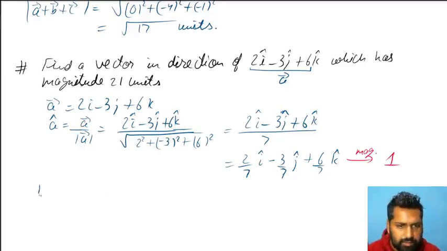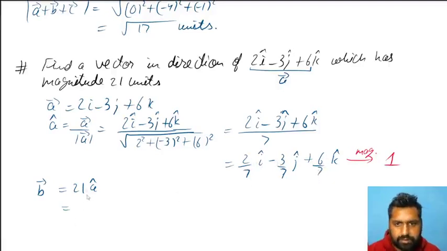So if we want to generate a B vector which has a magnitude of 21, how do we generate it? We just multiply 21 with this a cap, because a cap has the magnitude of 1, and that multiplied by 21 will give the direction same as this vector and magnitude 21. So 21 multiplied by this, each component will be multiplied. This is how we multiply a scalar to a vector. So 2 by 7, 3 by 7 and 6 by 7 will all be multiplied.